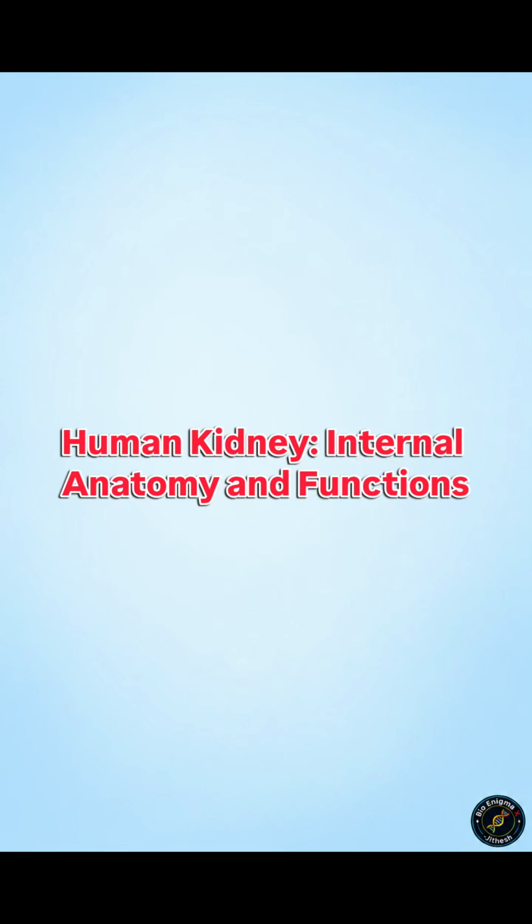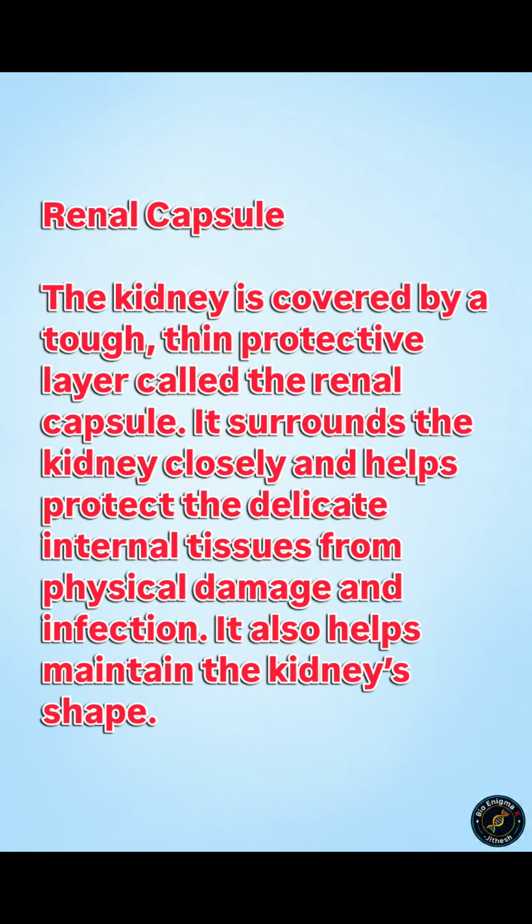Human kidney, internal anatomy and functions. Renal capsule. The kidney is covered by a tough, thin protective layer called the renal capsule. It surrounds the kidney closely and helps protect the delicate internal tissues from physical damage and infection. It also helps maintain the kidney's shape.